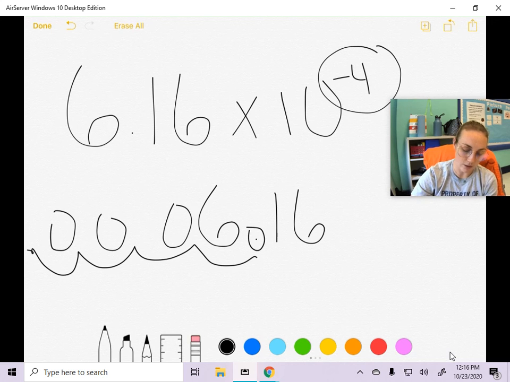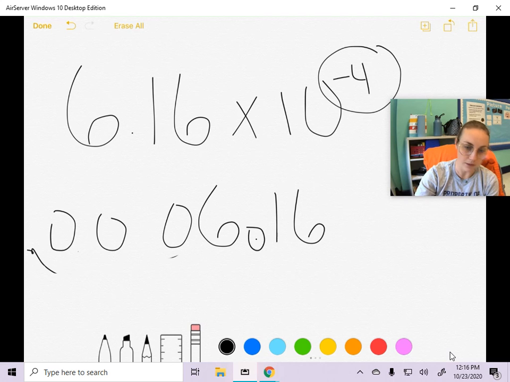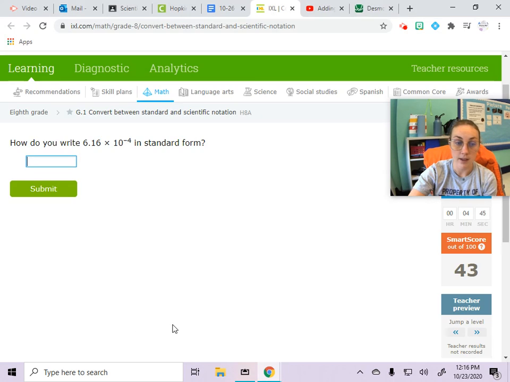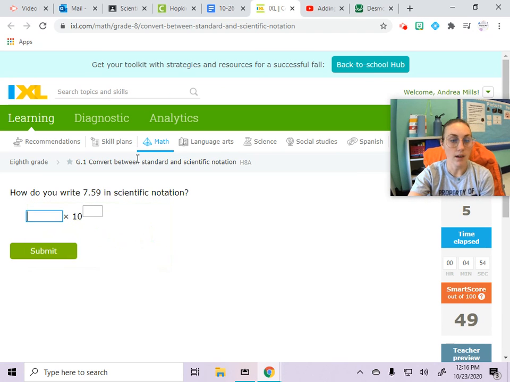So our answer is going to be this really, really small number. So we need to make sure we put it in the IXL correctly, but it's going to be decimal, 3 zeros, and then 6, 1, 6. Awesome, awesome.